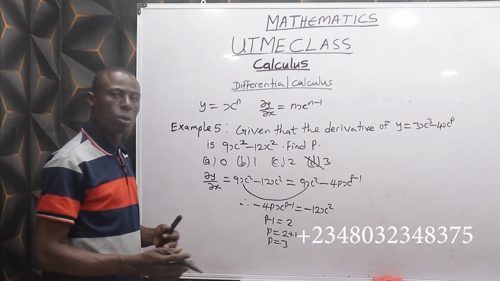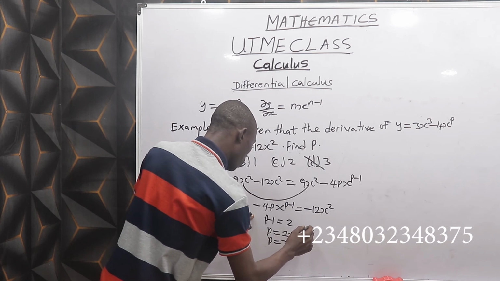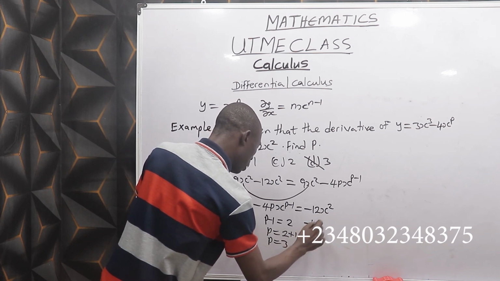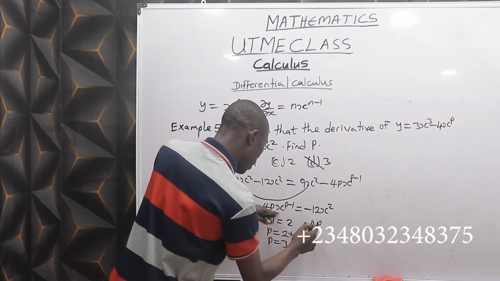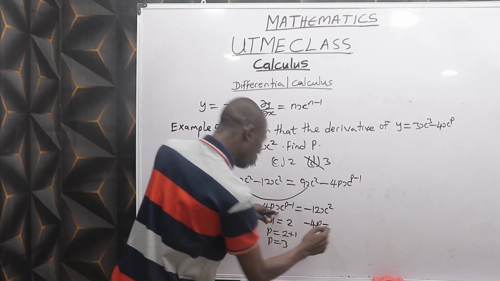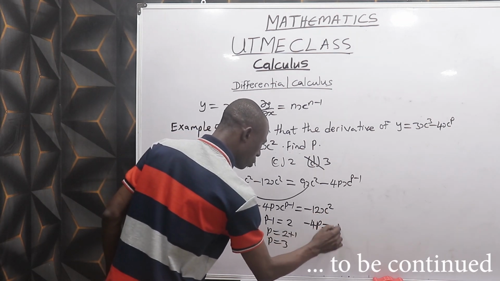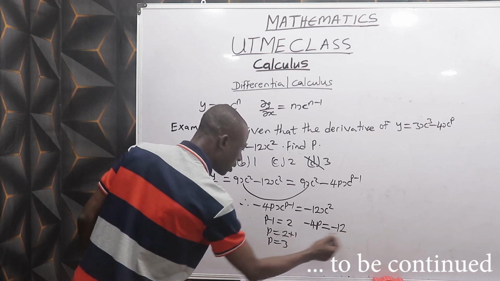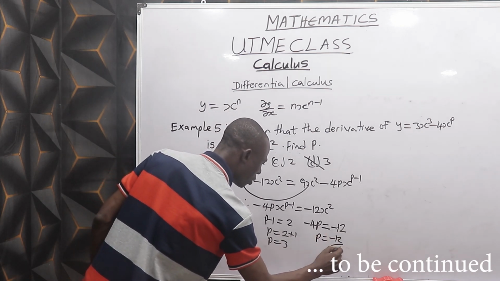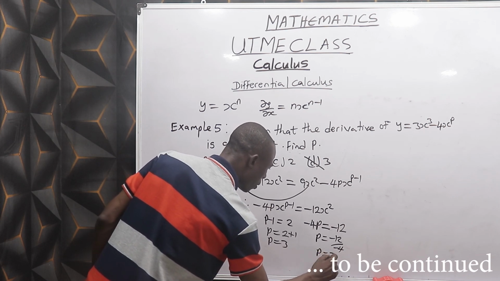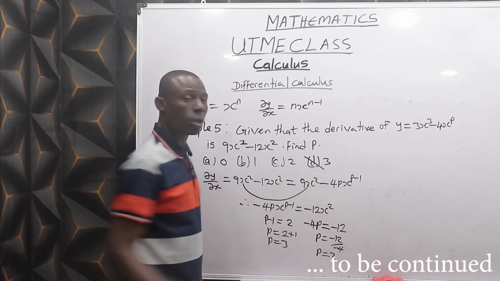If you want to do the coefficient comparison, you say that minus 4p, the coefficient of x raised to power whatever here, must be equal to the coefficient of x squared here, which is minus 12. So dividing both sides by negative 4, you have p equals minus 12 divided by minus 4, p equals 3. You can see you are going to get the same answer. So the correct option is option D.